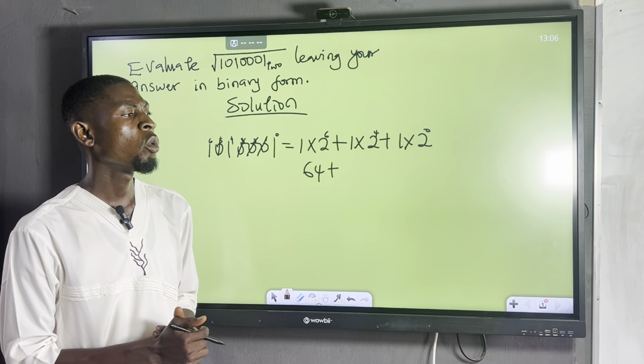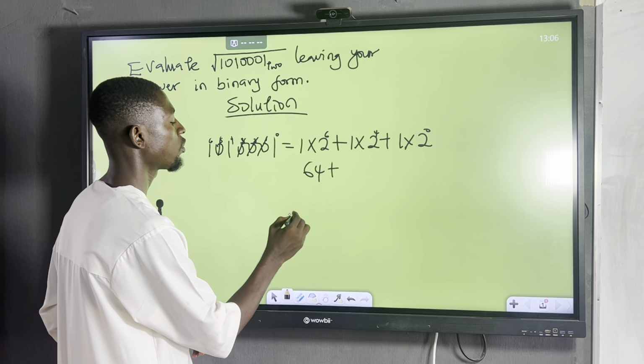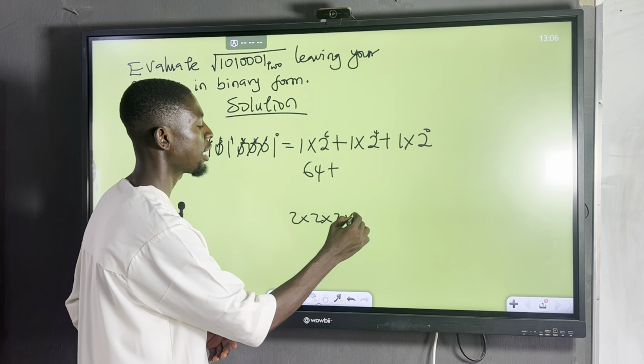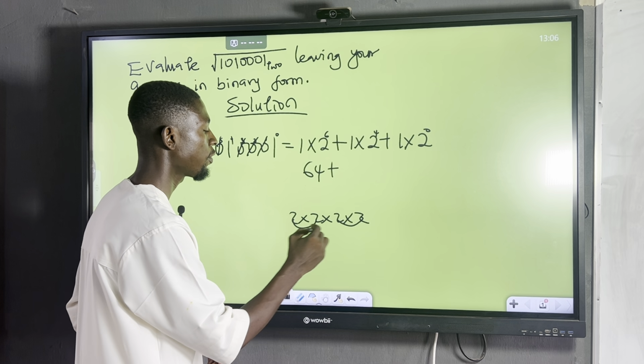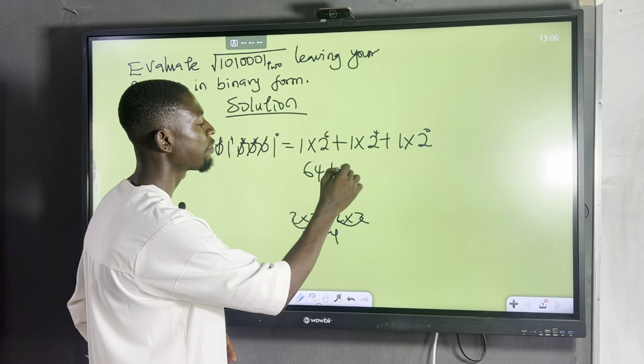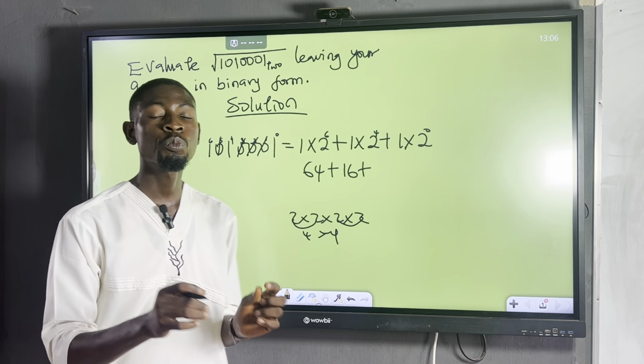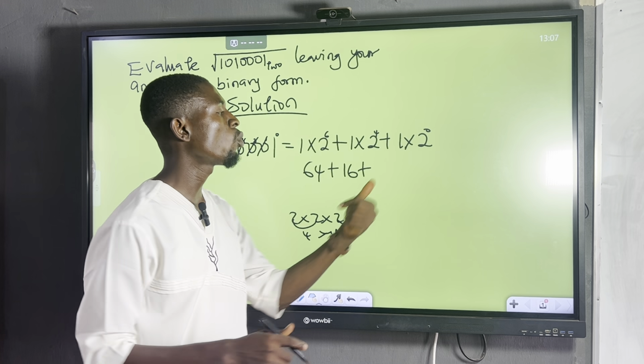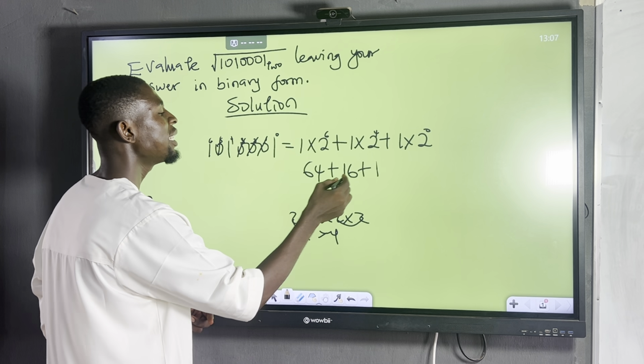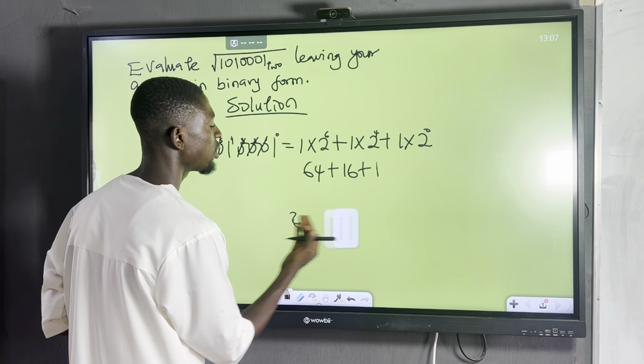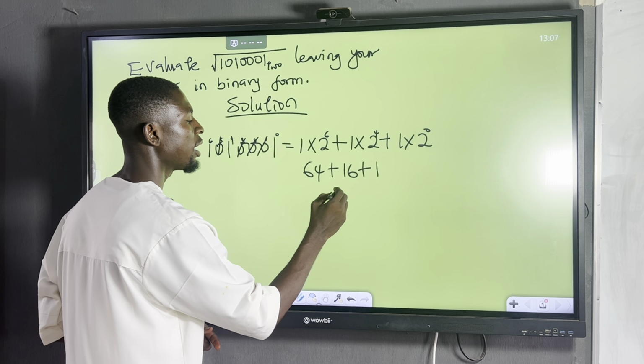2 raised to the power 4 will give us 16. This is 2 times 2 times 2 times 2. 2 times 2 is 4, 2 times 2 is 4, and 4 times 4 is 16. So we have 16 plus, any number raised to the power 0 is 1. 1 times 1 is 1. So now if you add these numbers, 64 plus 16 will give us 80. 80 plus 1 will give us 81.